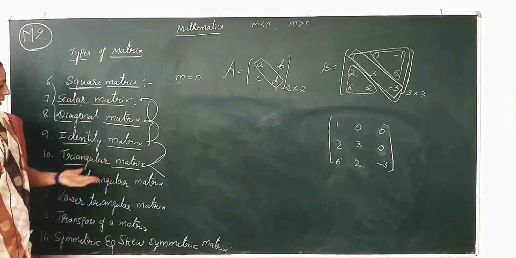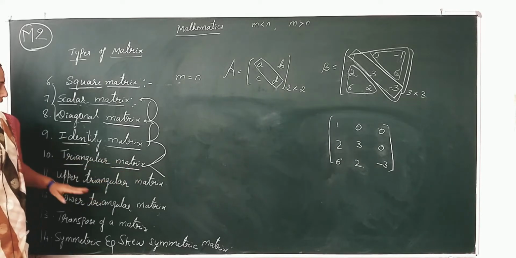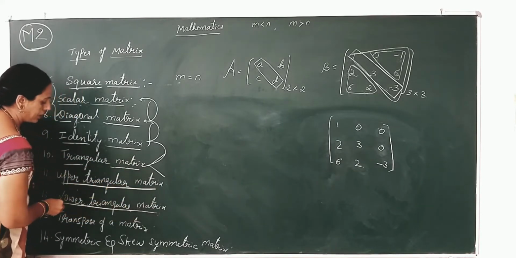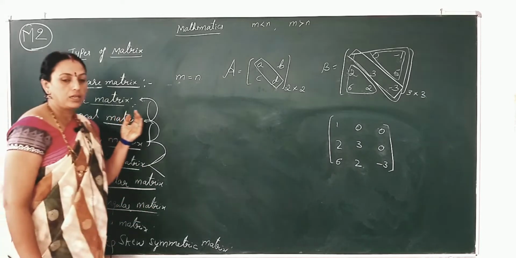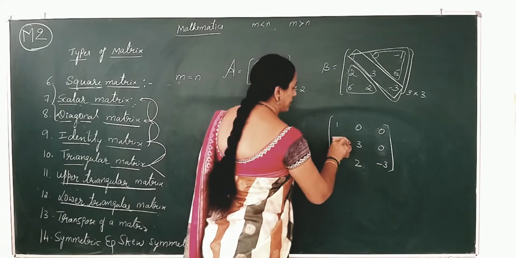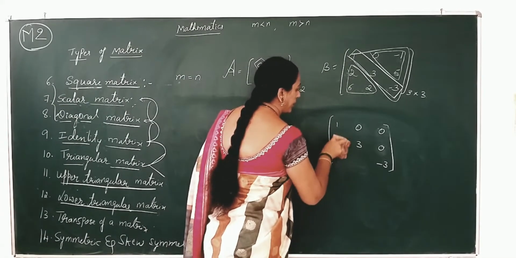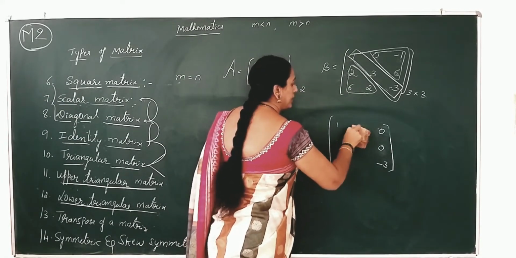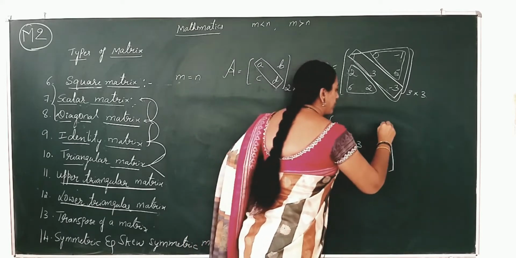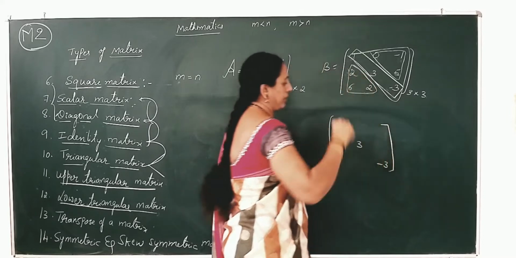So a triangular matrix can be divided into two parts. One of them is the upper triangular matrix and the other is the lower triangular matrix. If these are examples of the triangular matrix, either the upper part or the lower part of the principal diagonal elements will be 0, and that is called a triangular matrix.